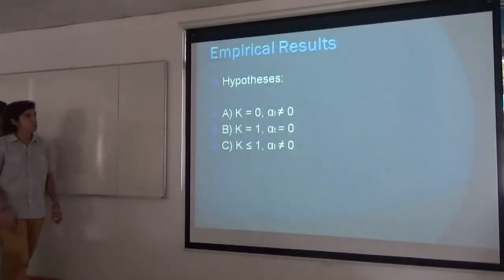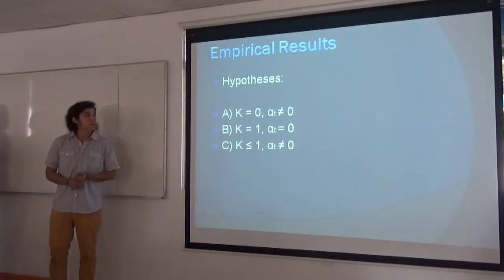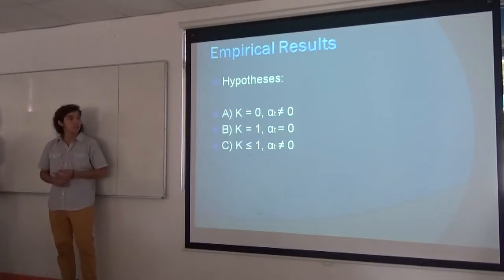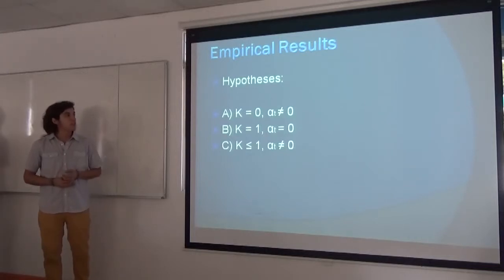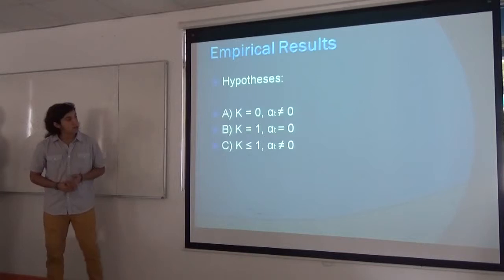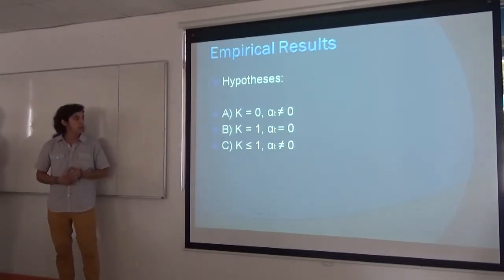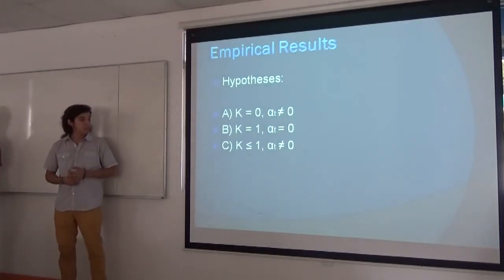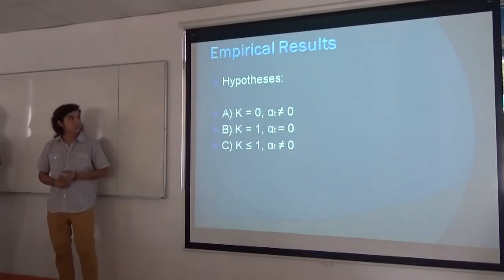The empirical results. The constant parameters of the model are held fixed over 4 subperiods of 256 weeks, and for each subperiod the 3 hypotheses were tested. Letter A, k equals 0 and alpha t is not equal to 0. Letter B, k equals 1 and alpha t equals 0. And letter C, k is less than or equal to 1 and alpha t is not equal to 0.